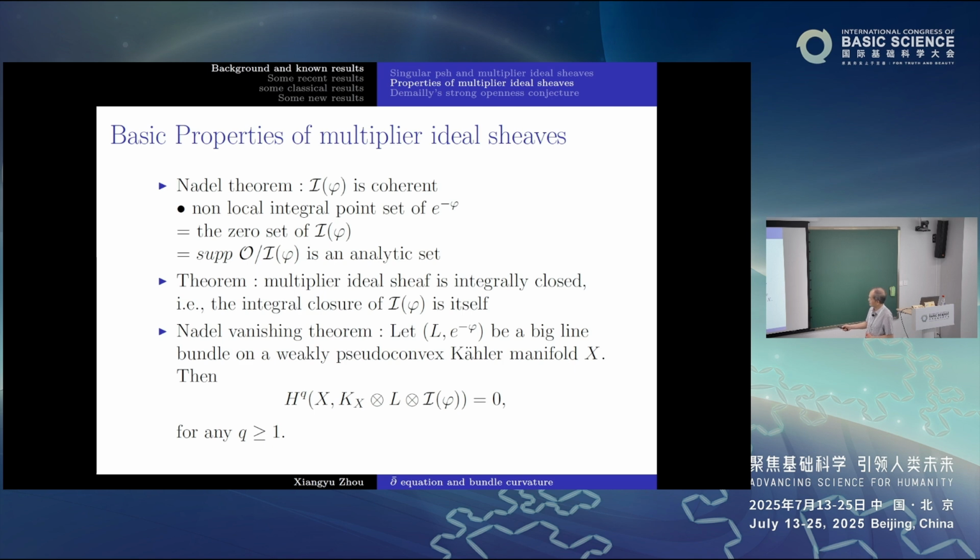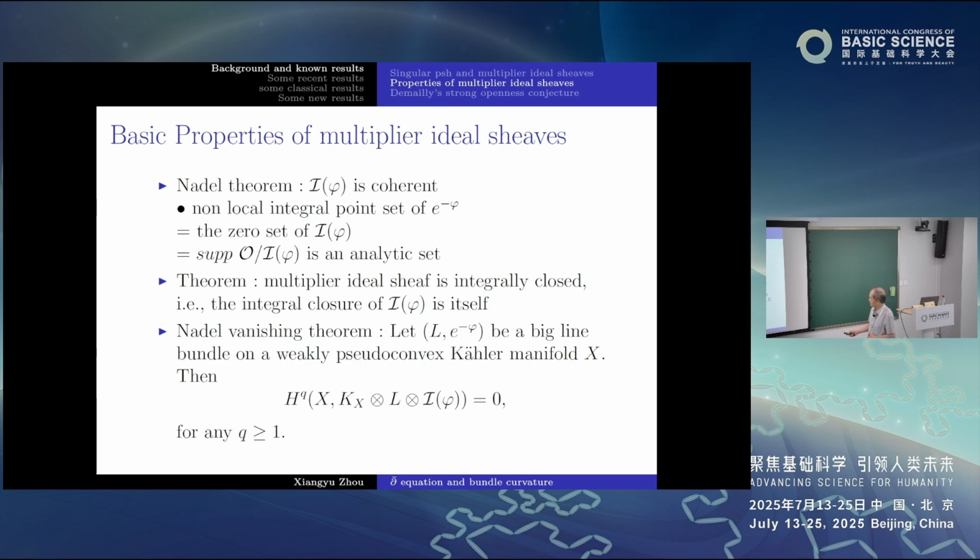Since this point set is just the zero set of the multiplier ideal sheaf, and the zero set is the support of the quotient sheaf. Since the multiplier ideal sheaf is coherent, the quotient sheaf is also coherent, and the support of a coherent sheaf is always an analytic set. So this theorem was proved by Pompili. But using this result, you can give a one sentence proof.